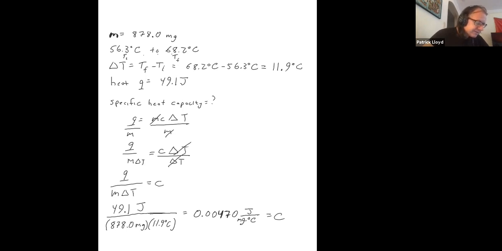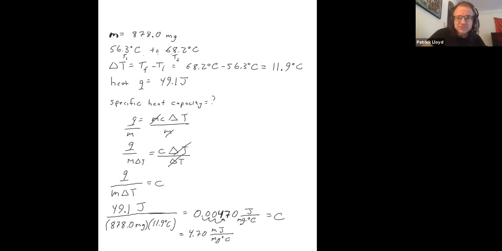Oh, let's do that. I'm going to show you a technique. I'm going to move this into scientific notation, and that's going to give me 4.70 millijoules per milligram degrees C. Why is it millijoules? Because if I move the decimal place 3 places to the right, that's 10 to the 3. I'm sorry, 10 to the minus 3, right?